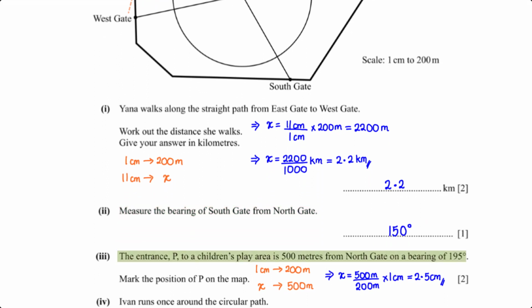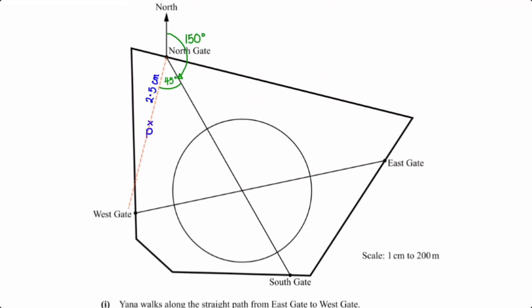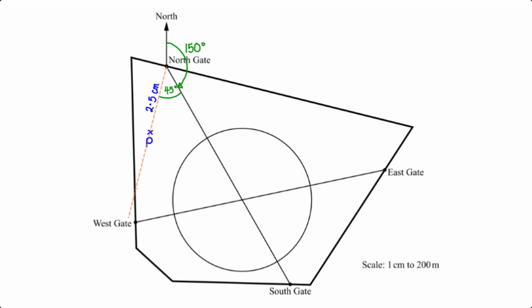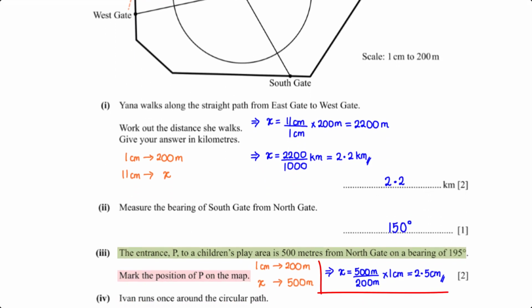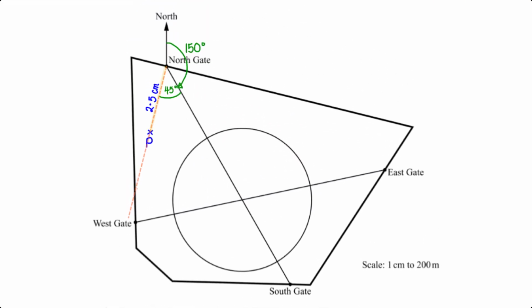The entrance P to a children's play area is 500 meters from North Gate on a bearing of 195 degrees. Mark the position P on the map. First, let's get the bearing by measuring 195 degrees from the north of the North Gate. Since we've already measured 150 degrees from the north to the South Gate, we can measure and mark an additional 45 degrees from the South Gate. Using the scale, 500 meters should be equal to 2.5 centimeters on the map. So we measure 2.5 centimeters from the North Gate on this line. We label this point as P.